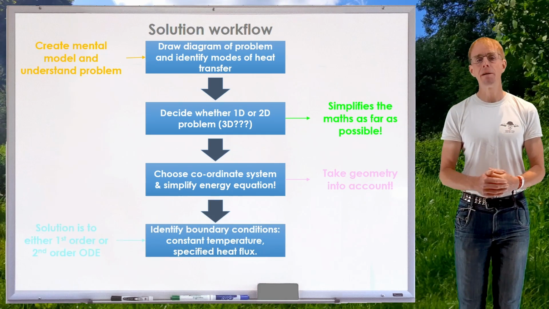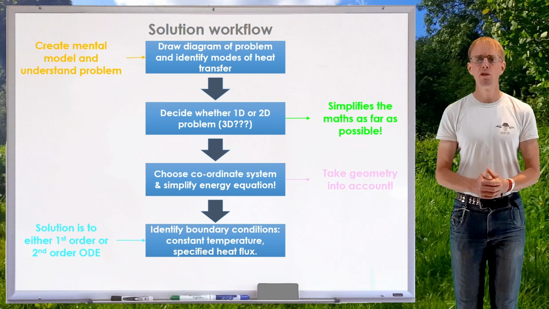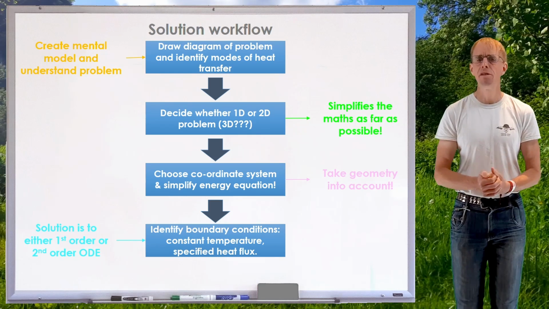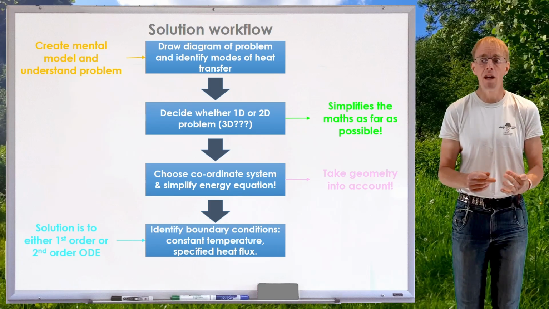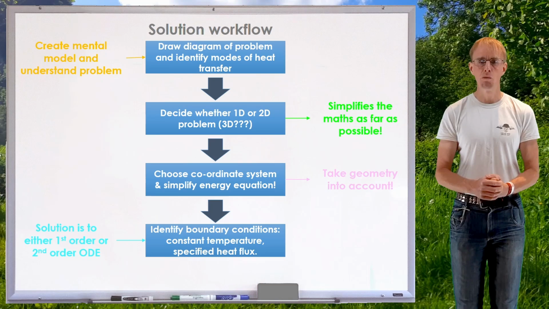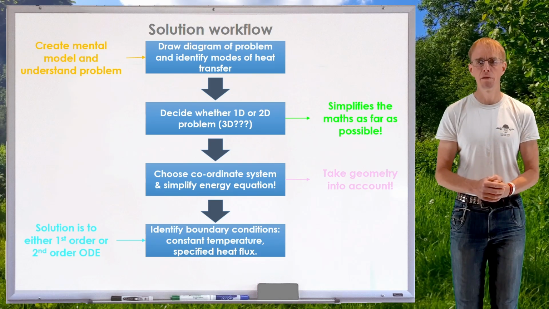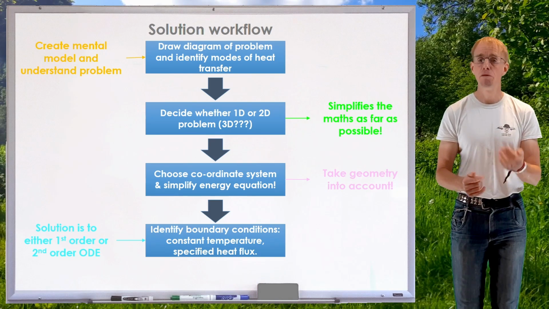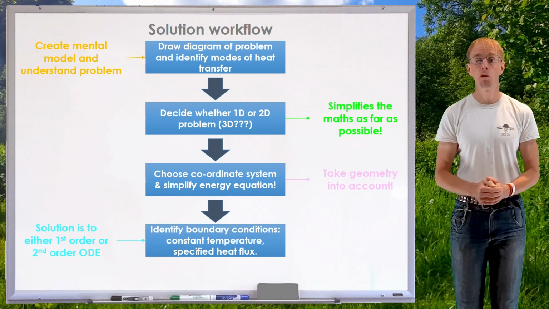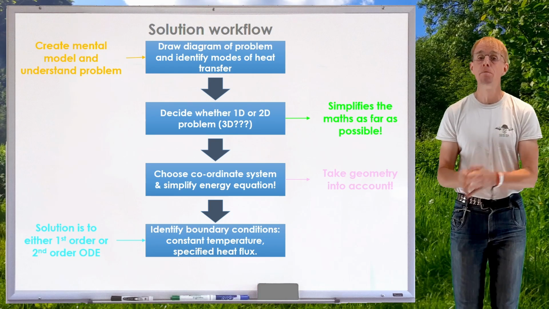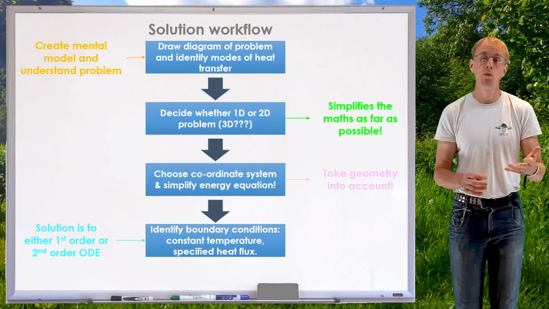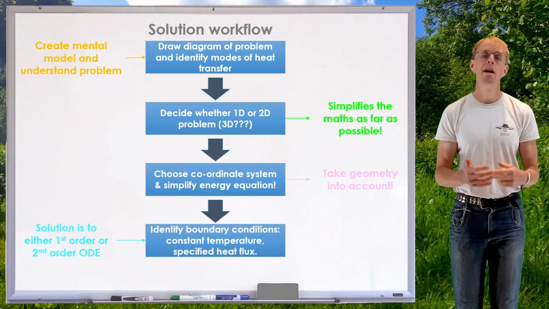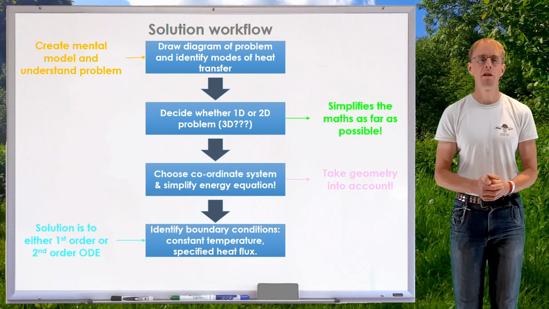Finally, think about the boundaries. What boundary conditions have you got? Have you got a specified heat flux? A good example here is an insulation boundary condition where there is no heat flux passing through it. So the temperature gradient is 0. Nice boundary condition to operate with. Have you got a specified temperature instead? T equals Tx, for example. Again, a good boundary condition to work with.